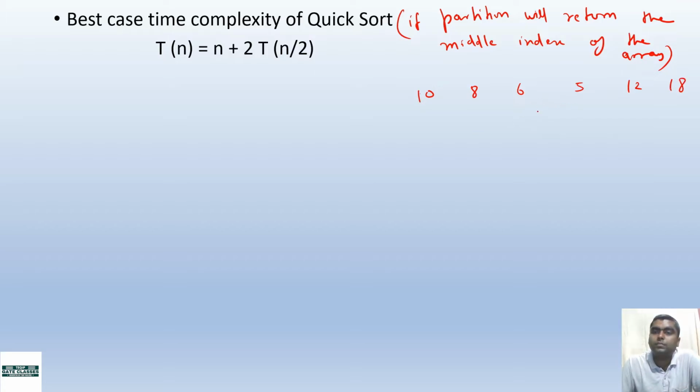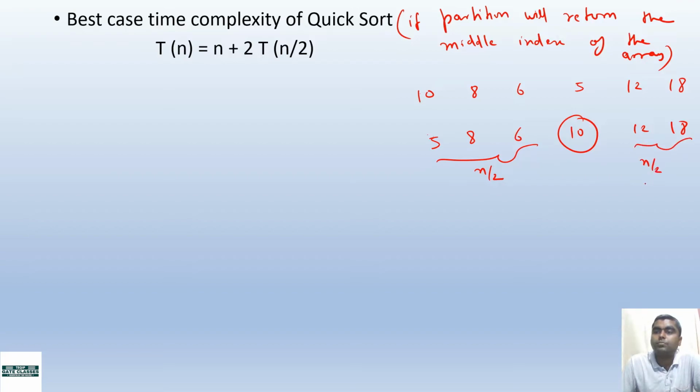So after applying partition, 10 will be placed in its correct position. The answer may be something like 5, 8, 6 and 10. This is the pivot element, so this side is n by 2, and this side is also almost n by 2. It divides into two halves. And the partition algorithm will take order of n time.